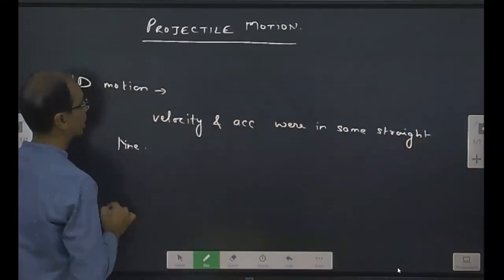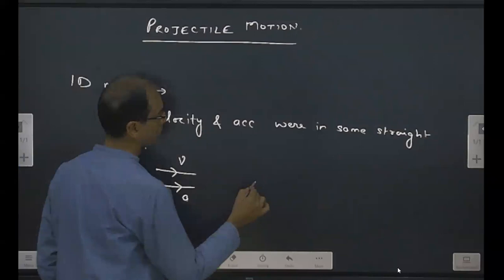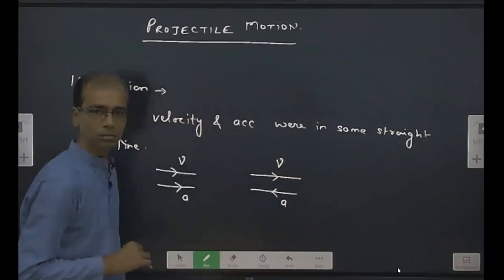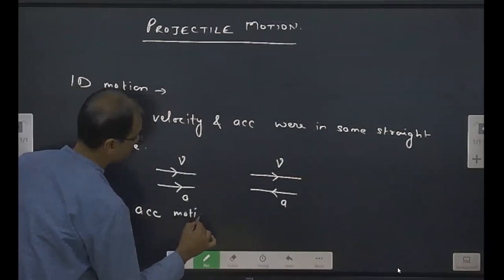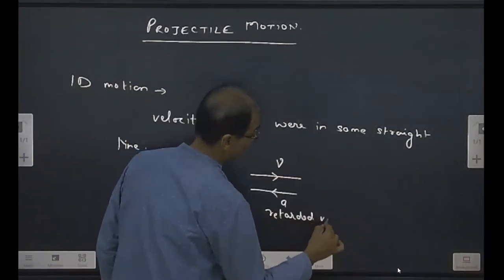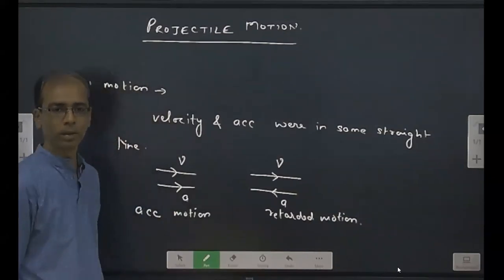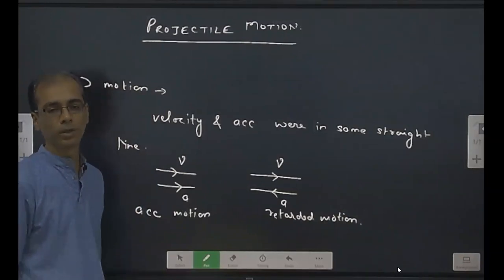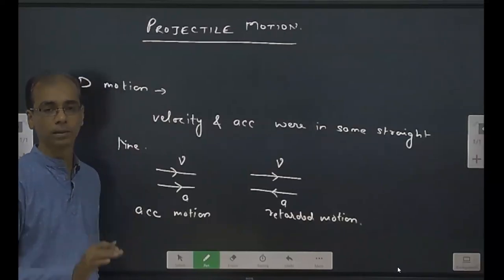If velocity is in this direction, acceleration is in this direction, or velocity is in this direction, acceleration is in this direction, we call this accelerated motion, and we call this retarded motion. But velocity and acceleration were in the same straight line. Now in projectile motion, velocity and acceleration are not in the same line.